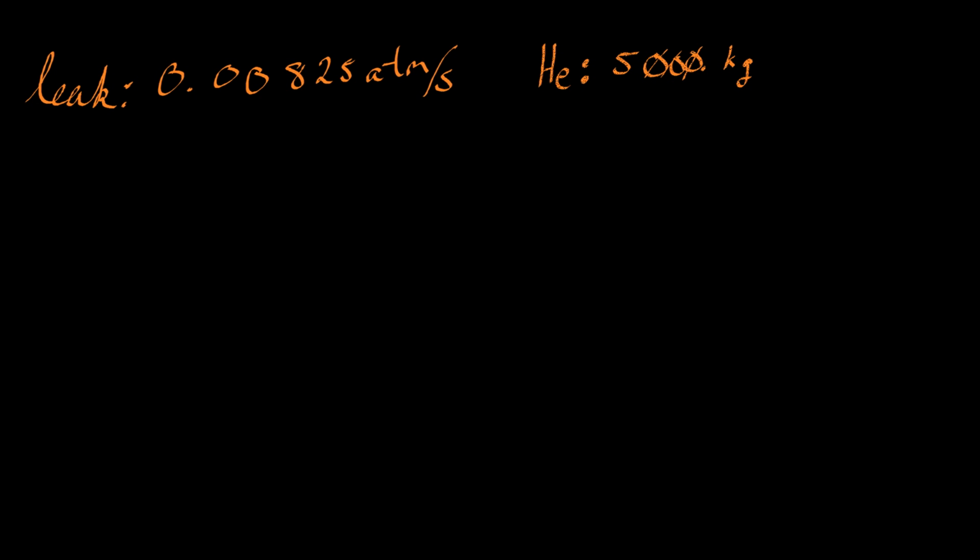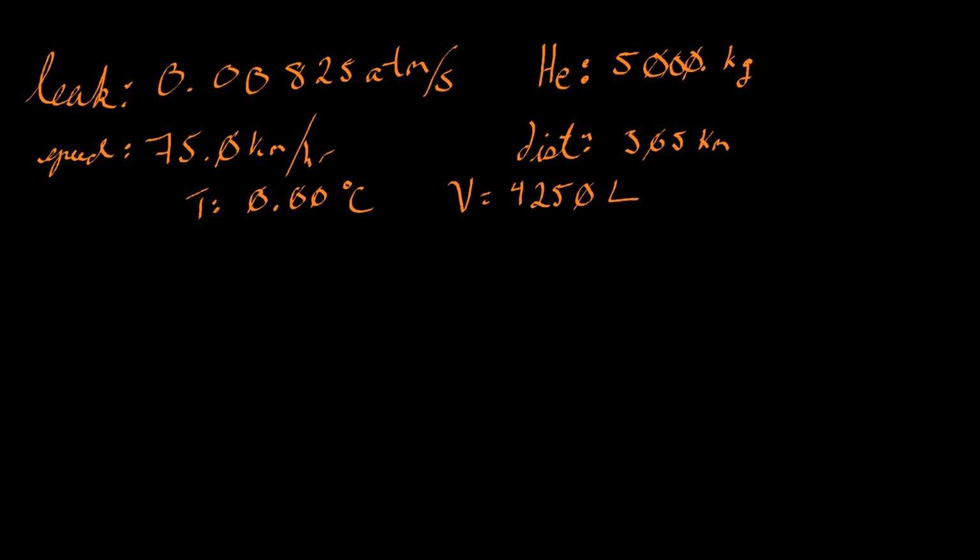Okay, so you're flying a dirigible, and it has been punctured by a bullet fired by the evil Count Cocoa Puffs. And it's leaking at 0.00825 atmospheres per second. Fortunately, you have 5,000 kilograms of helium on board the dirigible, and you're traveling at a speed of 75 kilometers per hour, and you are 305 kilometers from Leipzig, and it's 0 degrees Celsius outside, and the volume of the dirigible is 4,250 liters. Will you make it to Leipzig, Herr Dr. Professor? That's the basic setup of our problem.